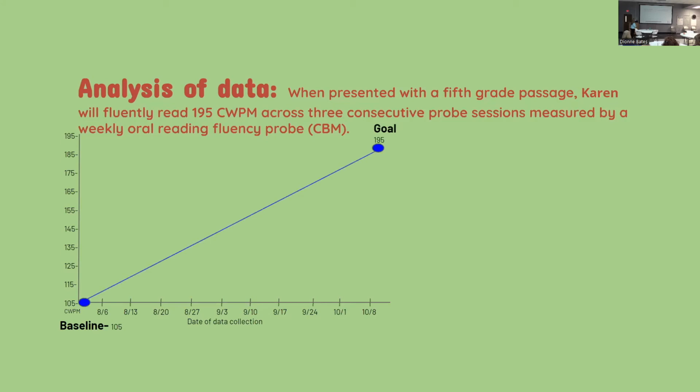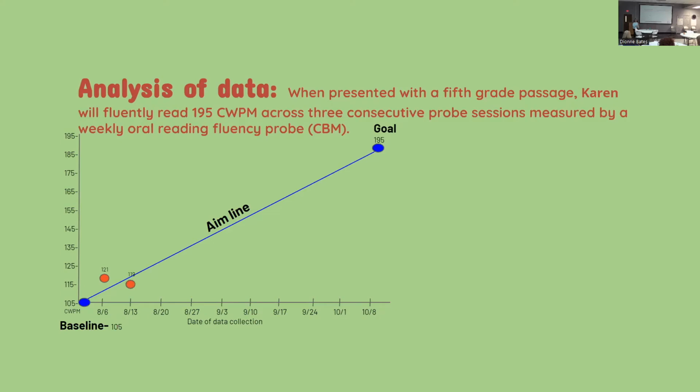That's where we want her to move to. Now, that's our line, right? That's our aim line. That's going to tell us that's where we're trying to get to. We want her to get to 195. All right. Remember back when we looked at that first data point in August, she read 121 words a minute. So we put her data point right there. Next week we looked, she did 119. Okay, that's a little less.